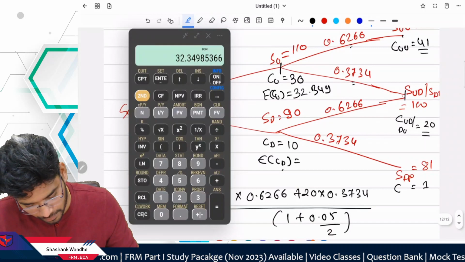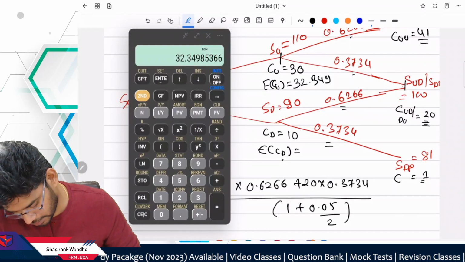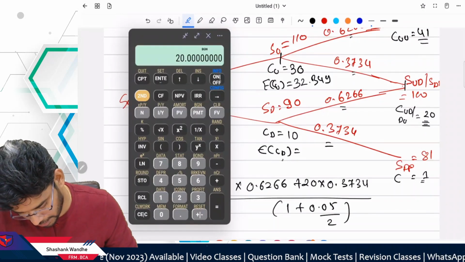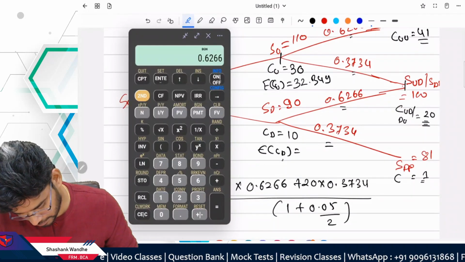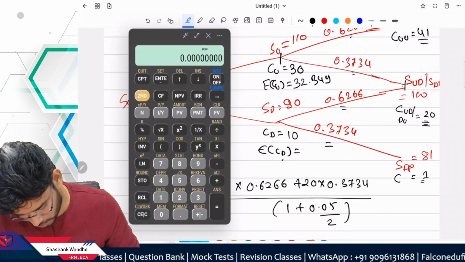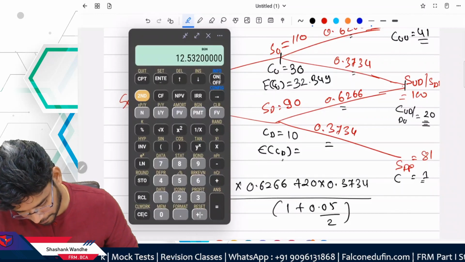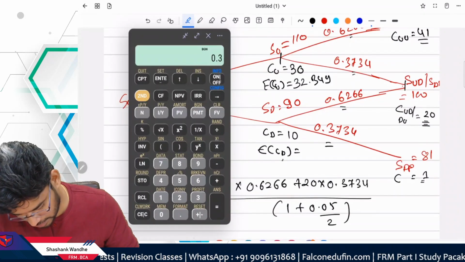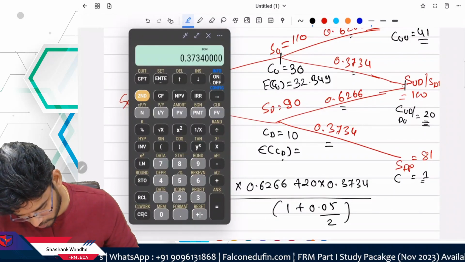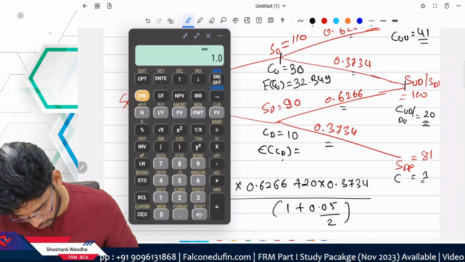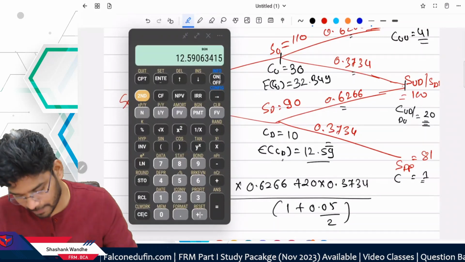Then expected value of CD. So this 20 multiplied by this probability, 1 multiplied by this probability. We'll directly do the calculation instead of writing this. 20 multiplied by 0.6266 plus bracket open 0.3734 multiplied by 1 bracket close, whatever is the answer, divided by 1.025. This is 12.59. Okay, so this is the expected value.